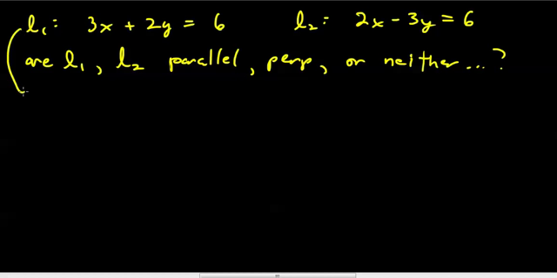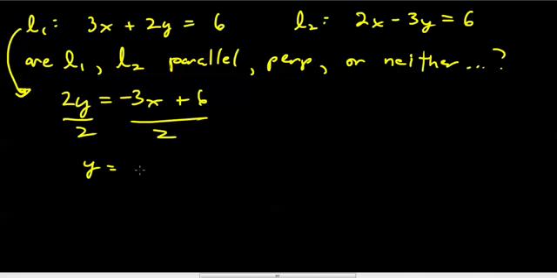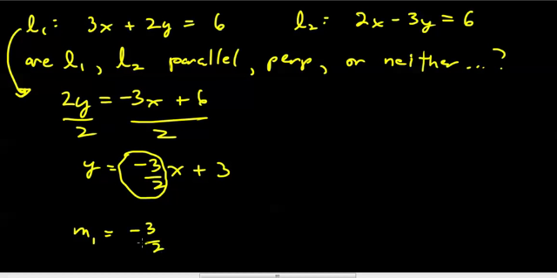Alright, the easiest way is to compare the slopes, and the easiest way to find the slopes is to convert to slope-intercept form. So in essence, I solve for y in both line equations. So 2y equals minus 3x plus 6. I'll divide both sides by positive 2 here. I get y equals minus 3 halves x plus 3. So the slope of L1 is minus 3/2. So I can say M1, the slope of line 1, is minus 3/2.